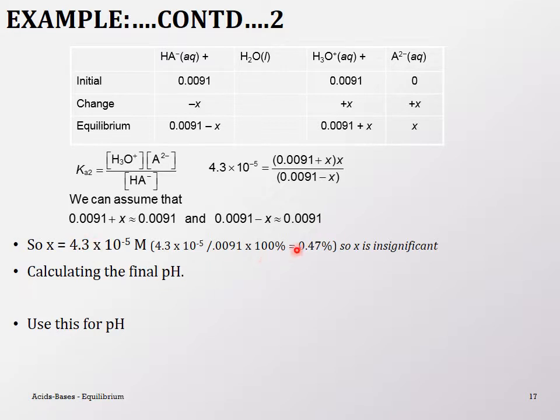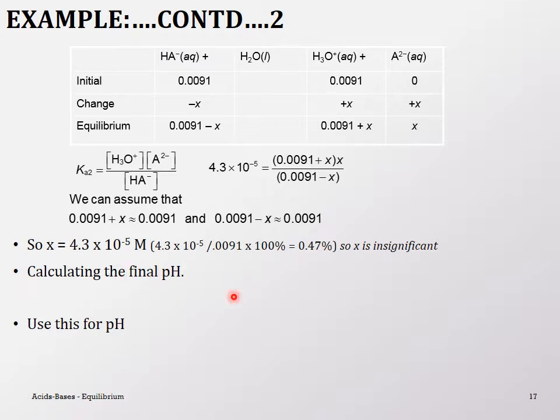By the way, this little calculation shown over here is that once you calculate X, you can divide that by the original concentration, which was 0.0091, and figure out the percent ionization, which, if you remember, has to be less than 5% to be ignored. So this is definitely less than 5%, so you can completely ignore X in this case.